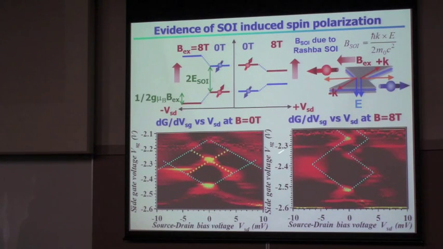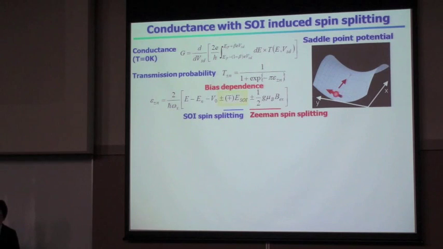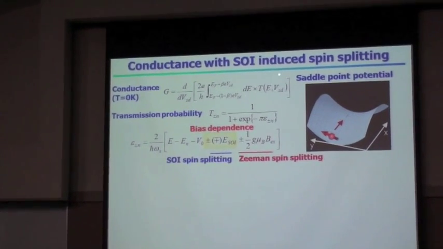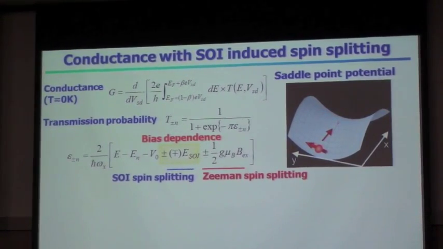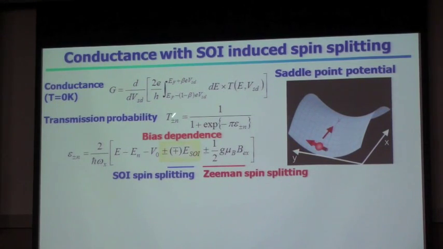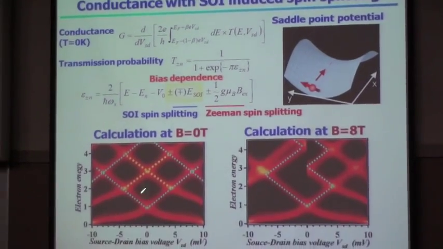In order to understand whether such a spin splitting structure really comes from the momentum-dependent spin splitting, we calculate the transconductance. I will skip the details of the calculation method, but generally the conductance is described by the transmission probability in the QPC and also the source drain bias energies. In the transmission probability, we take into account the momentum-dependent spin splitting and also the Zeeman splitting because we apply the external magnetic field. We calculate the transconductance at zero magnetic field and also at H Tesla.